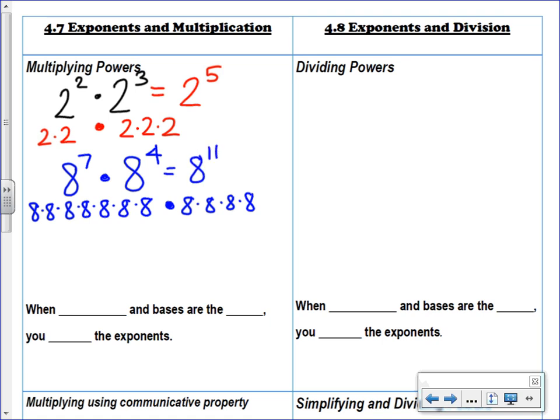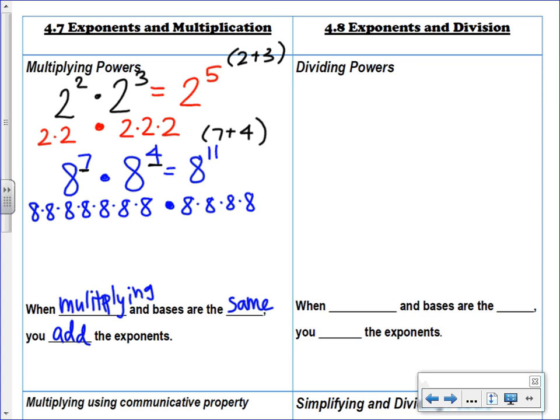So hopefully you're seeing a pattern here. When multiplying and bases are the same, that's huge. The bases have to be the same, because if not, it doesn't work. All you're doing, and hopefully you see this, is you're just adding the exponents. So this is really 7 plus 4. This is really 2 plus 3. So when you multiply and they have the same base, you just add the exponents.